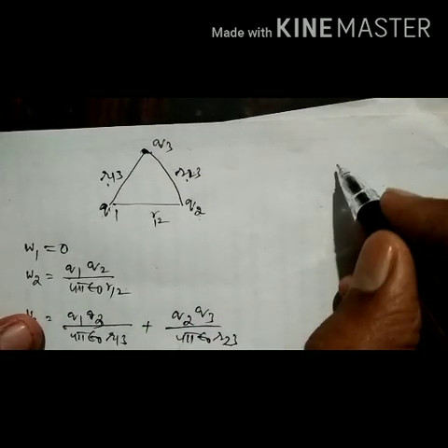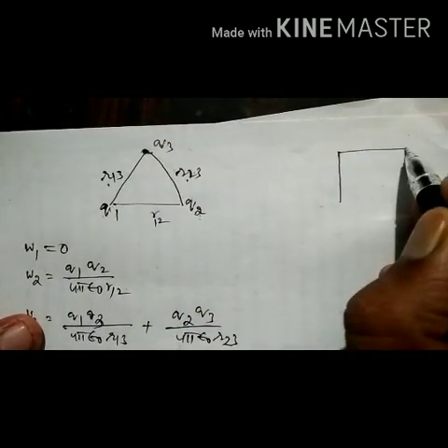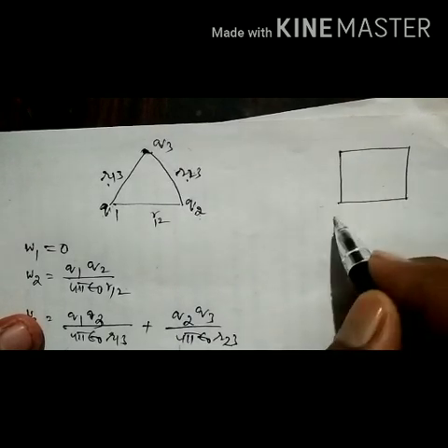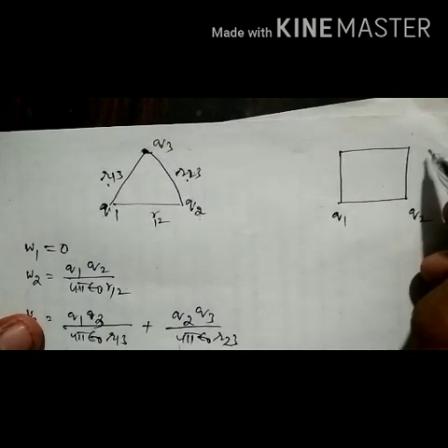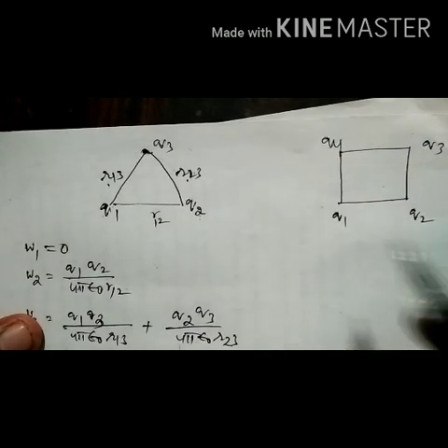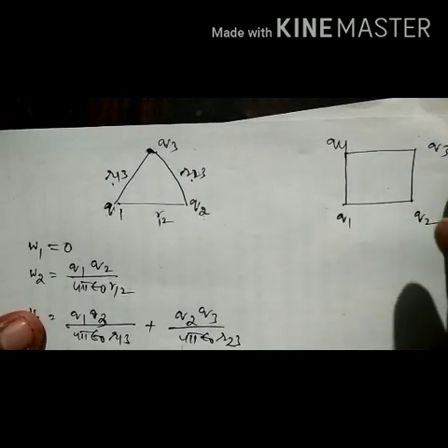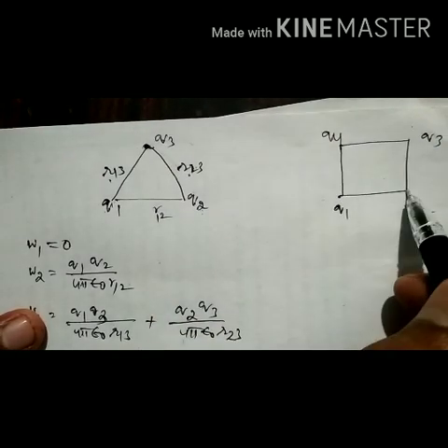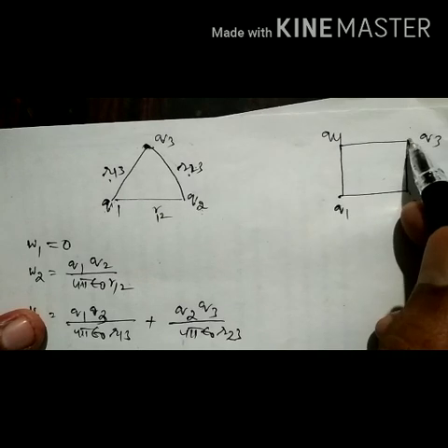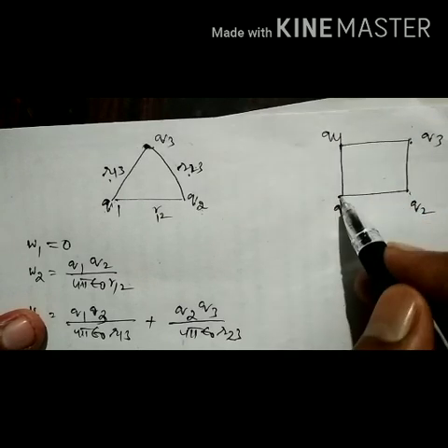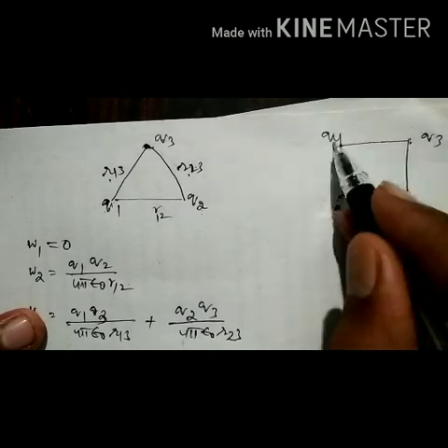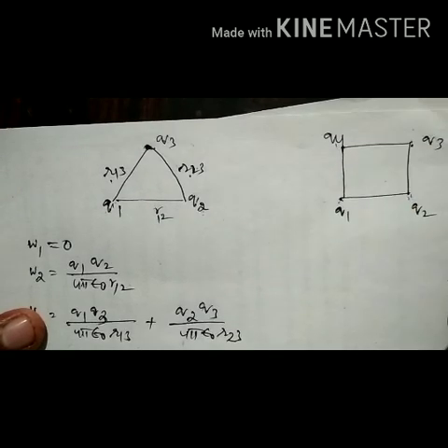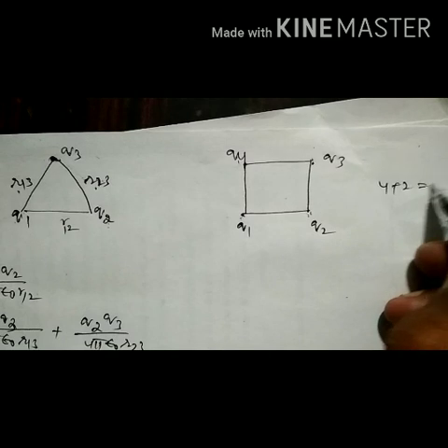So in solving problems, if the number of charges is given, for example, you take the configuration like this. Four charges q1, q2, q3, q4 are placed at the corners of a square. What is the work done in arranging this configuration, or what is the electrostatic potential energy of the system? Then you can write, first you take q1 and q2 one pair, q2 q3 one pair, q3 q4 one pair, q4 q1 one pair, q1 q3 one pair, and q2 q4 one pair. How many pairs did you get? 4 plus 2, that is 6 pairs.